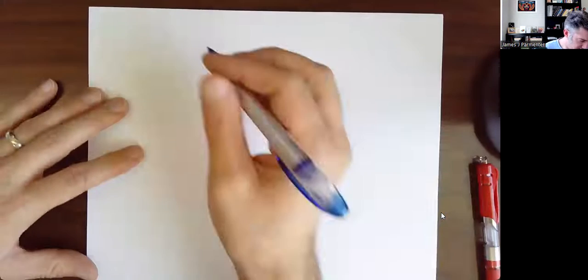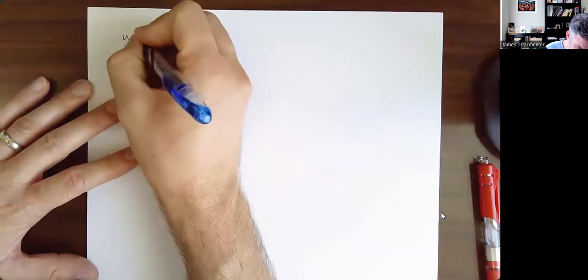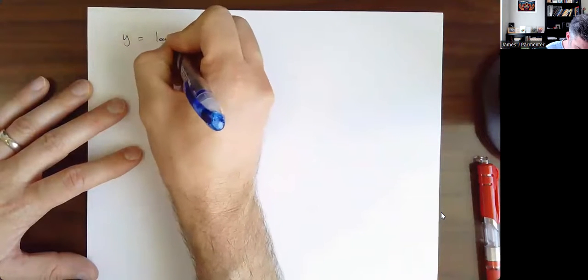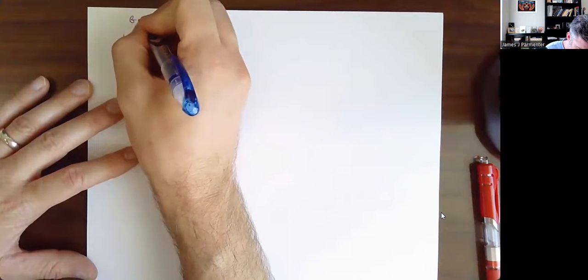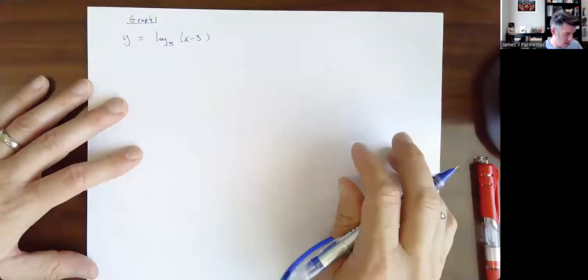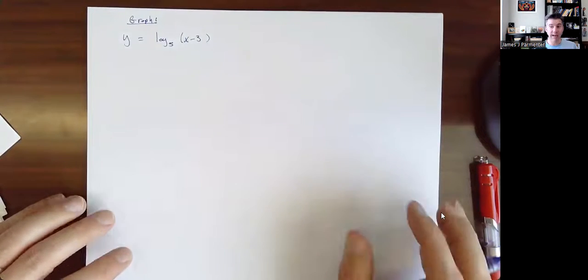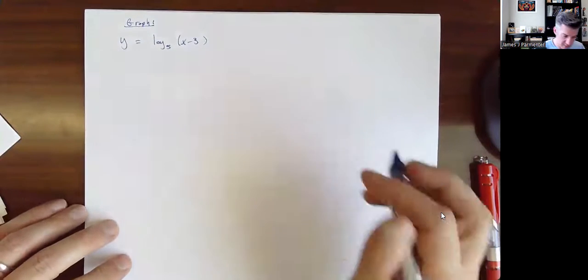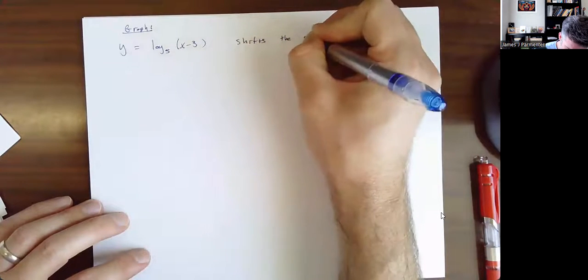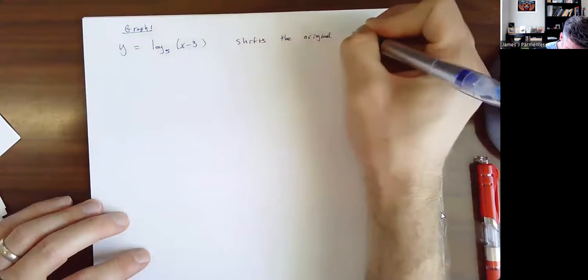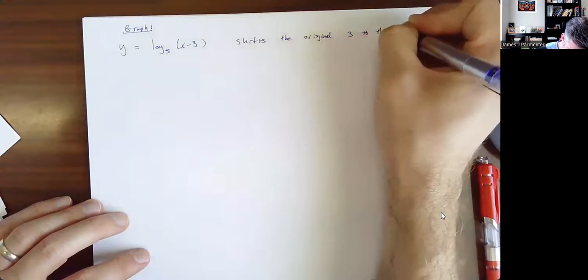All right. So let's look at something like y equal to log base 5 of x minus 3. And of course, we're graphing it. The x minus 3 is going to shift this graph 3 to the right. Shifts the original graph 3 to the right.